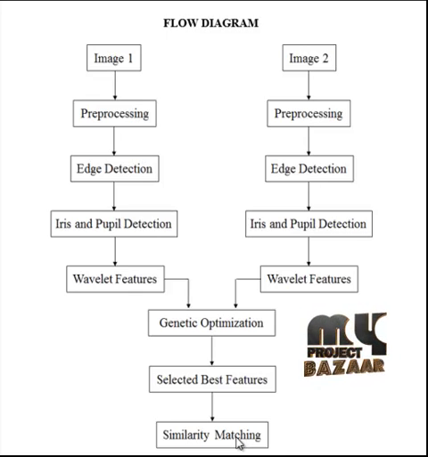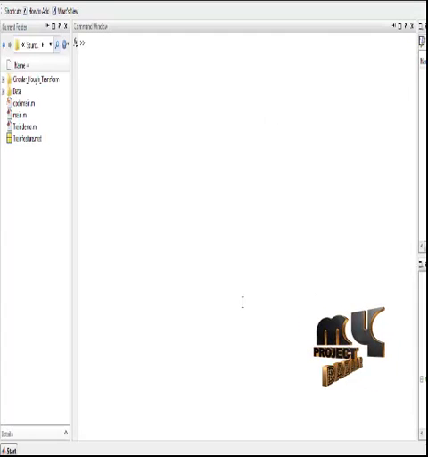The similarity matching process is done based on the calculation of the distance between the features extracted from the images. If the distance is minimum, then both of the images are the same, and we can say the input person is authenticated, or else the input person is not authenticated. Let us see the running procedure of the process.